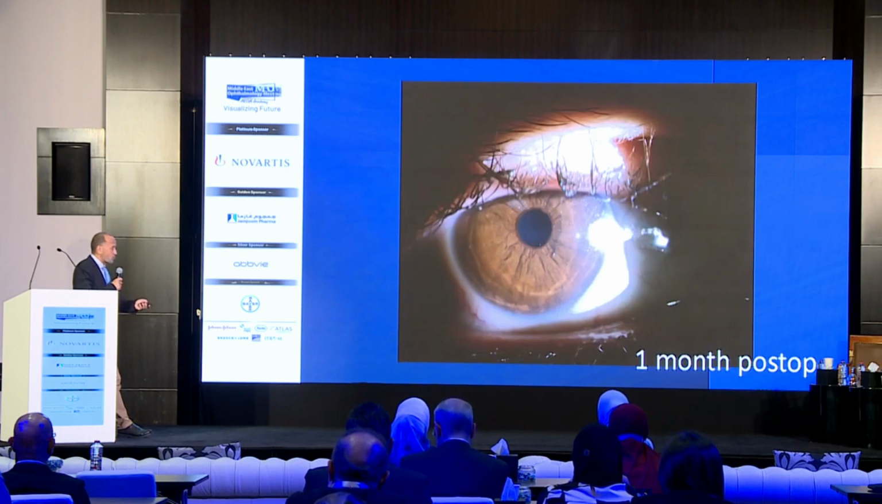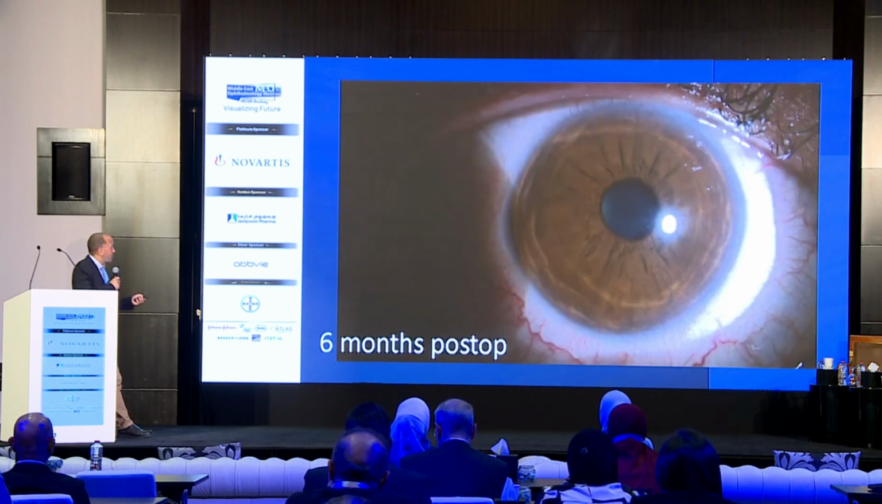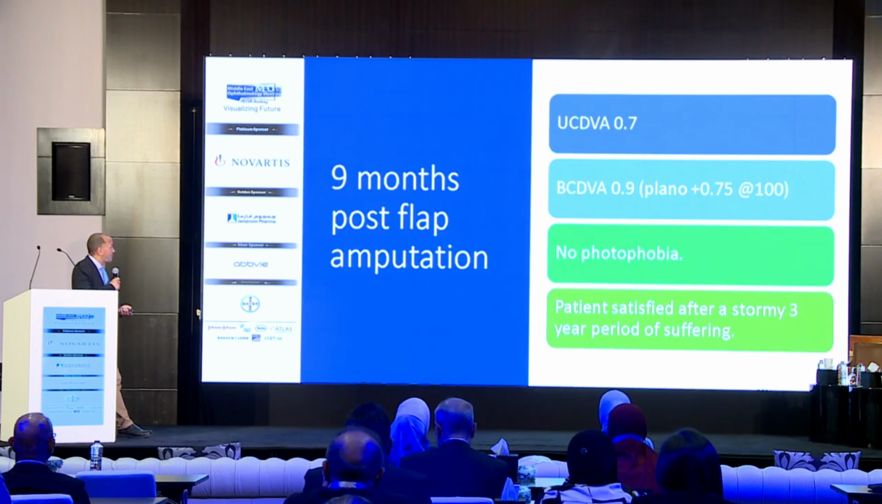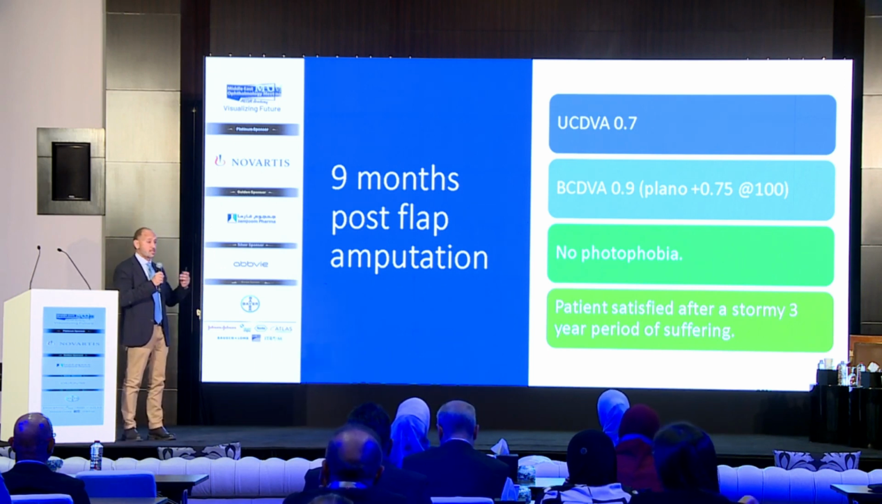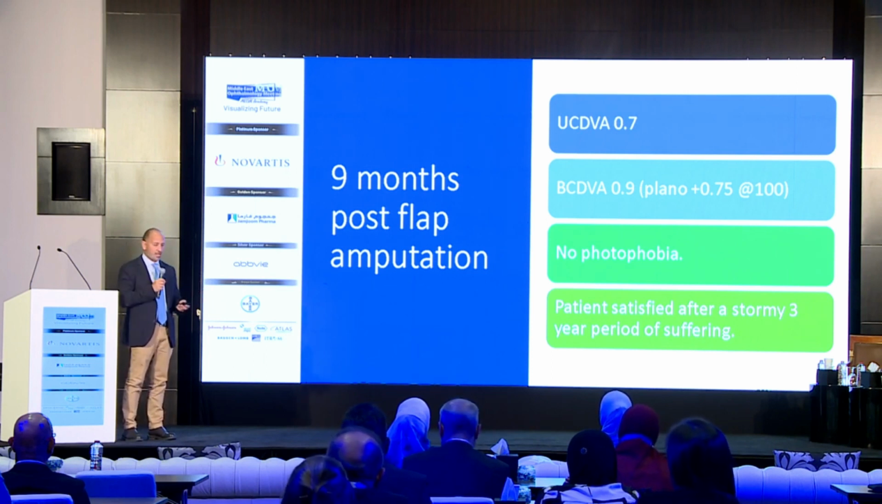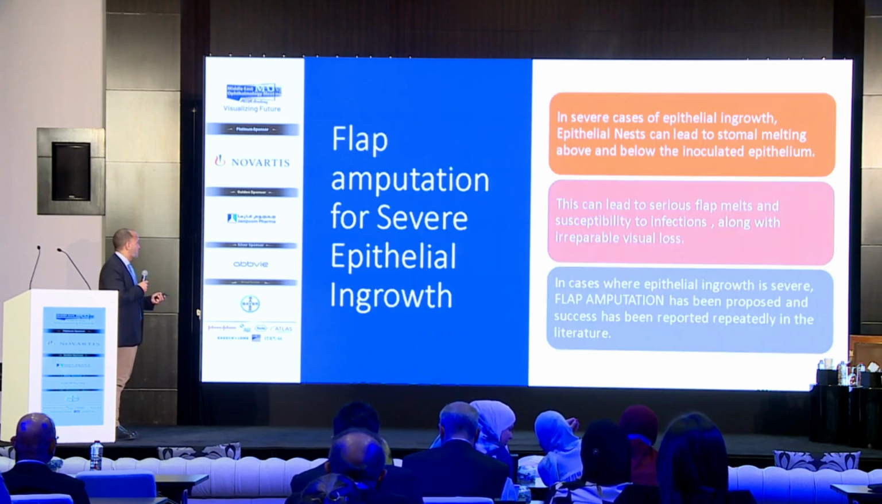So the post-operative course was really good, much better than I expected. This is 3 months post-operative, 6 months post-operative. At 9 months, he had an uncorrected visual acuity of 6.9. The best corrected visual acuity was nearly 6.6. He had 0.75 diopters of astigmatism. He didn't have photophobia, and surprisingly, this was the very important point on his side. He really could open his eyes, and he told me that he's really having his life back. Patient satisfied after a stormy 3-year period of suffering.